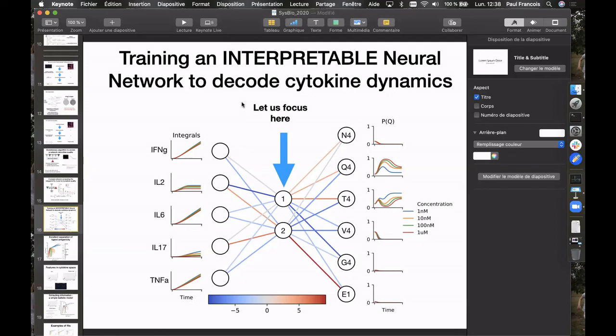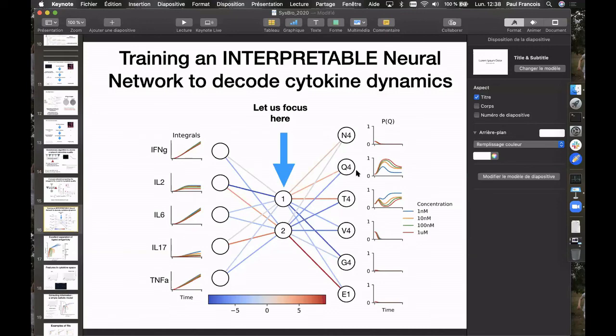Yes. Okay. So we have the cytokine concentration as a function of time. With our evolutionary algorithm, we identified that the log of the integral, the integral of the log of the concentration, are informative features in the cytokine dynamics. Those are the things we give as input for our neural network. They are time courses like this. It's going up as a function of time because it's an integral of something positive. So we give that as an input of our neural network.